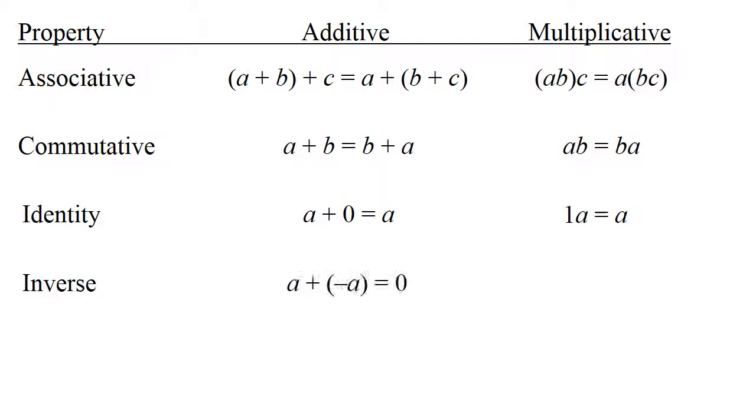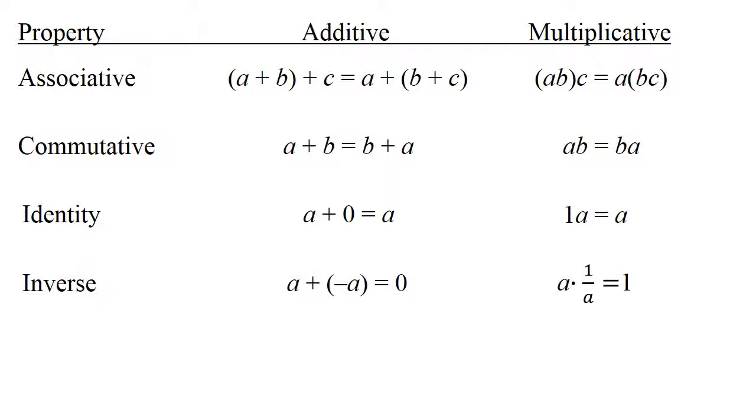Inverse property. If we add a number to its additive inverse, or its opposite, we will get 0. So for every real number, there's an additive inverse to it. For multiplication, if you take a number times its reciprocal, you'll get 1. That's the multiplicative inverse, or reciprocal.